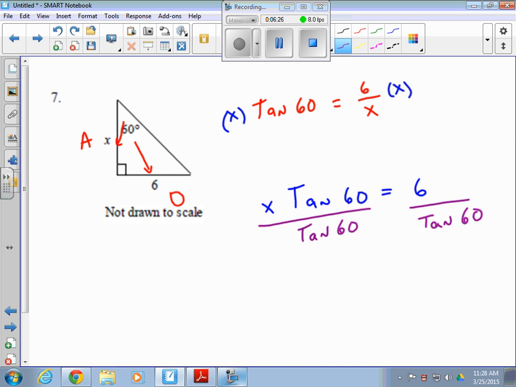So punch in 6 divided by, and then you might have to open up a set of parentheses on your calculator. Tangent of 60, then make sure to close both sets of parentheses, and you're going to get x's value is equal to 3.464. It keeps going. Again, we're rounding to the nearest tenth. So we need to determine by using 6 if we got to go up or not. That's 5 or greater. So x is going to be approximately 3.5.